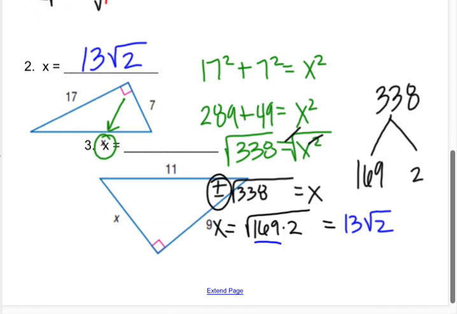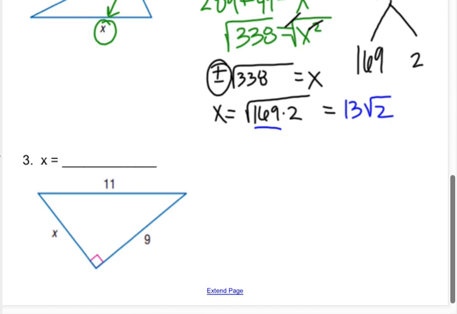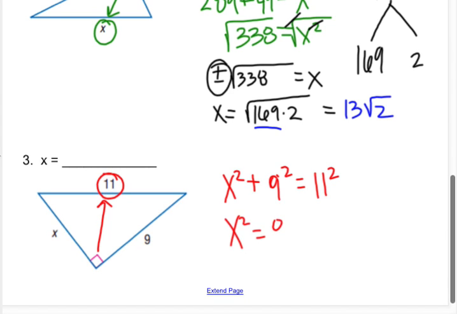Now let's go ahead and look at example 3. I look at this one, once again, right away, find my hypotenuse. I see across from my right angle is a side length of 11, so that is my C. So in this case, I have x squared plus 9 squared is equal to 11 squared. x squared plus 81 is equal to 121. Then I need to solve for x squared, so I would subtract 81 from both sides.